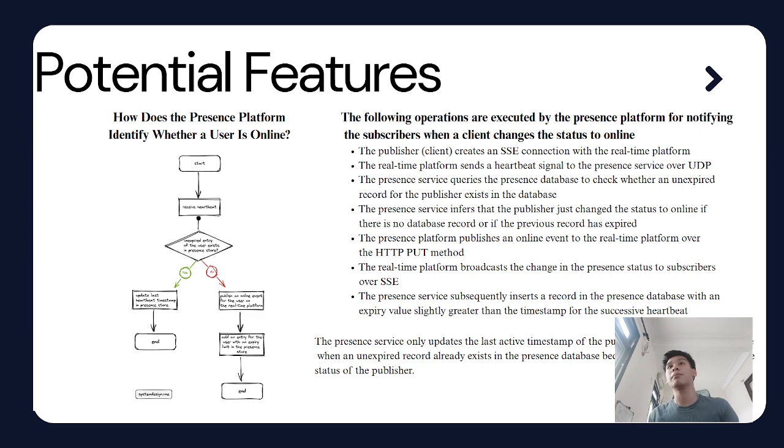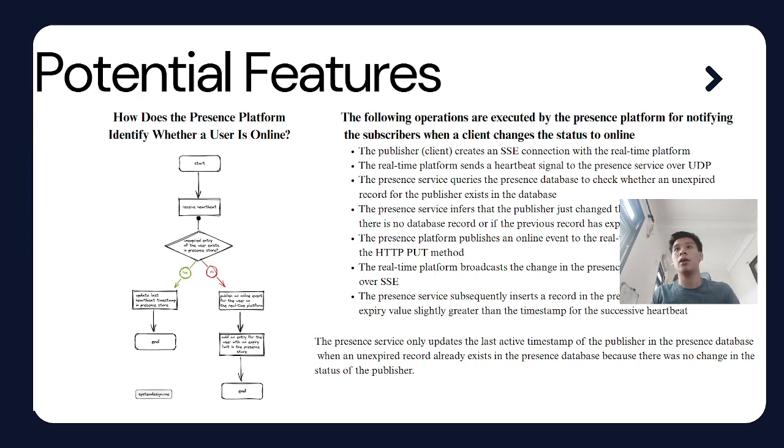The presence platform publishes an online event to the real-time platform over the HTTP PUT method. The real-time platform broadcasts the change in the presence status to subscribers over the WebSocket connection. And the presence service subsequently inserts a record in the presence database with an expiry value slightly greater than the timestamp for the successive heartbeats. And the presence service only updates the last active timestamp of the publisher in the presence database when an unexpired record already exists, because there was no change in the status of the publisher.